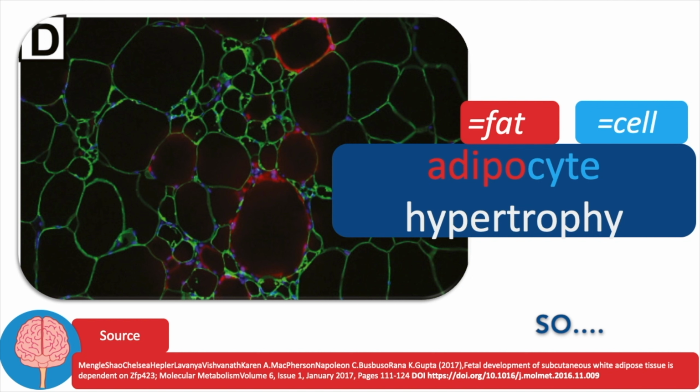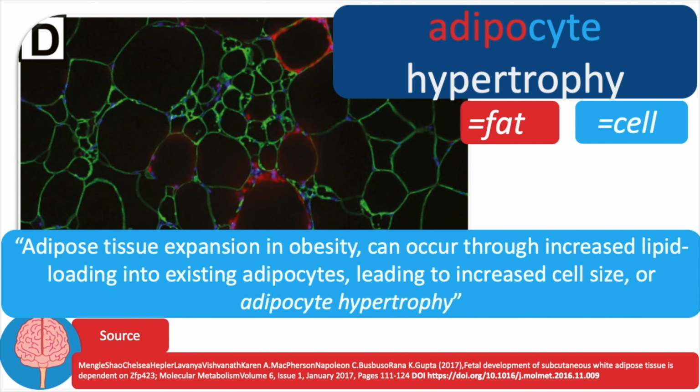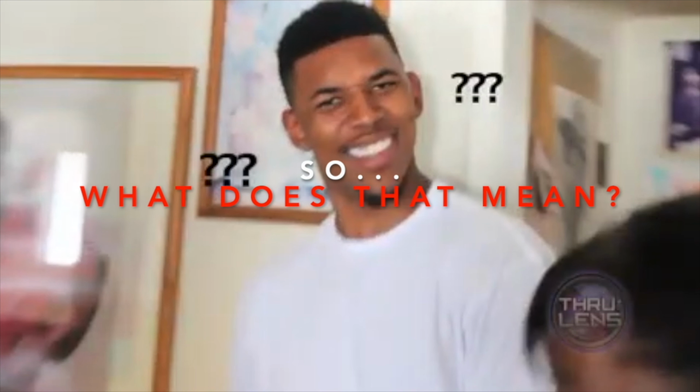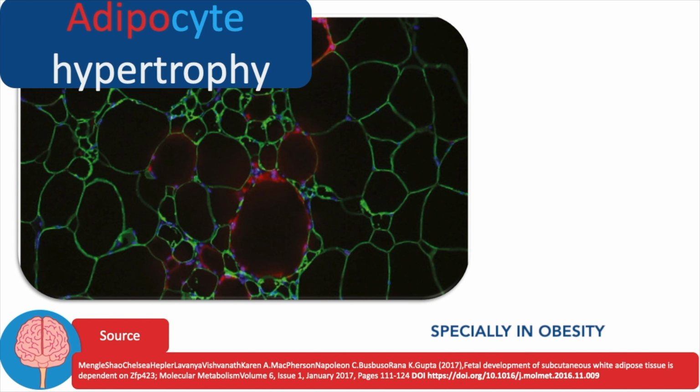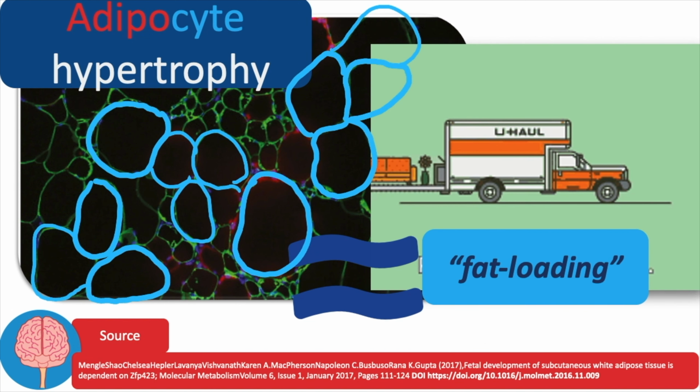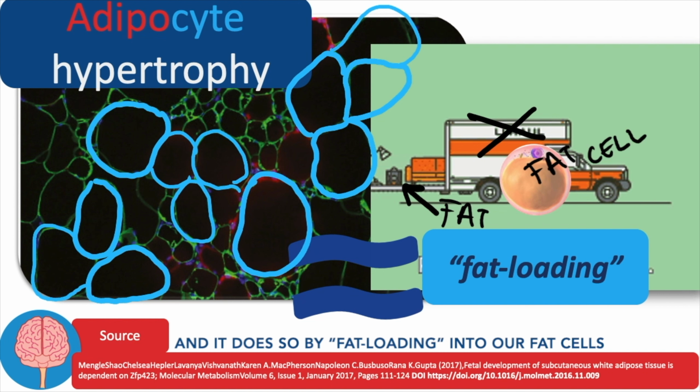So, adipose tissue expansion in obesity can occur through increased lipid loading into existing adipocytes, leading to increased cell size or adipocyte hypertrophy. So, what does that mean? It means that fat tissue can increase in size, especially in obesity. And it does so by fat loading into our fat cells.